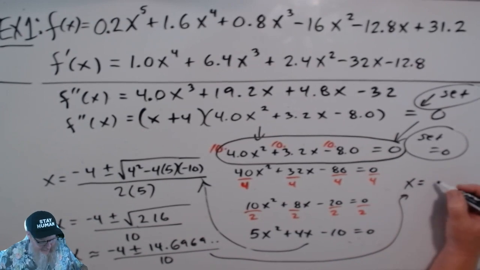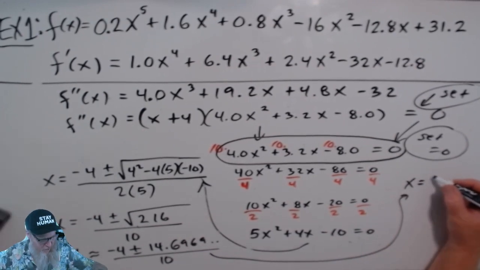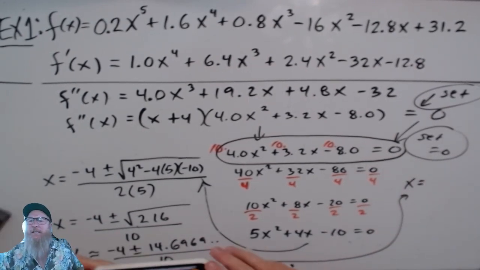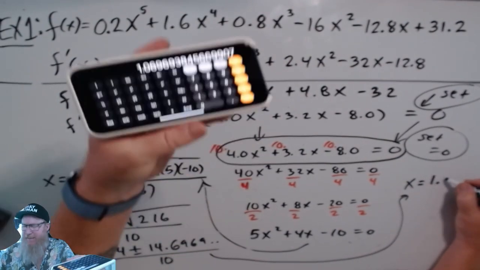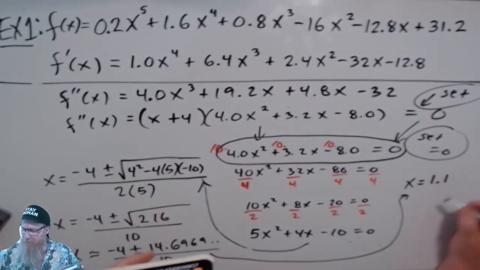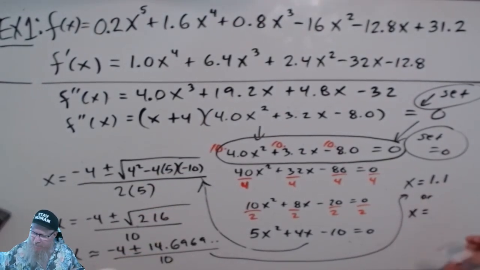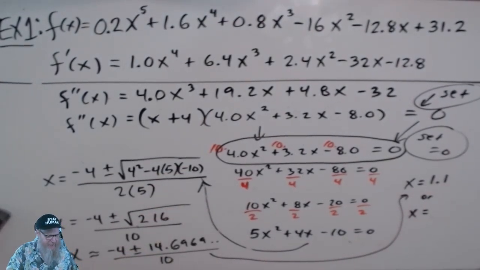So I've got x is negative 4 plus 14.6969, divided by 10. So 1.06, so 1.1, or the other one is negative 4 minus 14.6969.